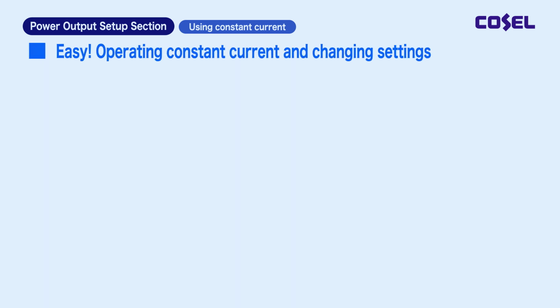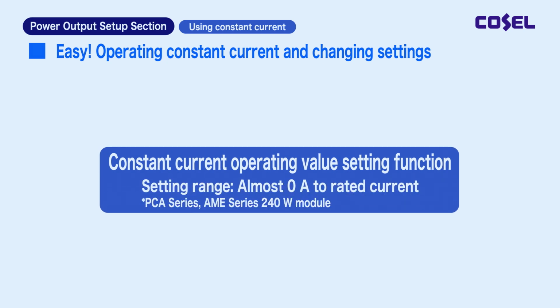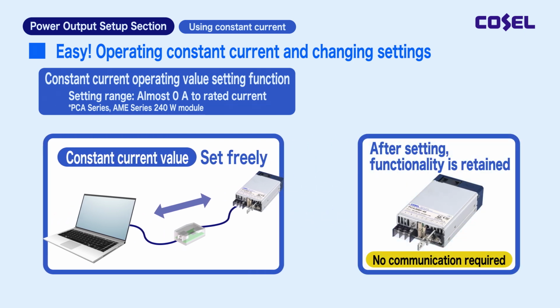The communication function can be used to set a constant current operating value. The constant current can be set to any value from almost 0 amperes to the rated current. After setting the value, the power supply operates as a constant current power supply without the need for communication. You can change the settings as many times as you like.